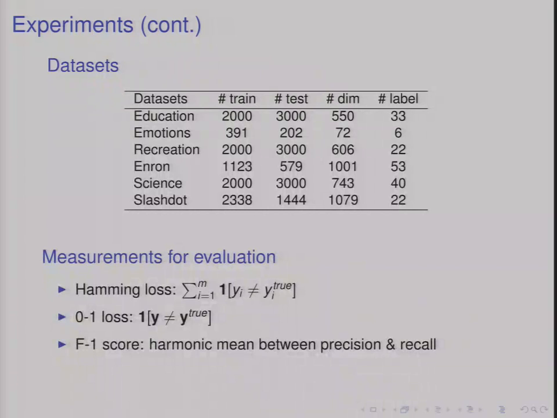Then we used 6 real data sets to evaluate the performance of CorrLog. They are benchmarks in multi-label classification. The sample size and the data dimension vary from 100 to 1,000, and for the labels, the maximum number of labels is 53 in our experiment. And we use three measurements to evaluate the performance of different algorithms.